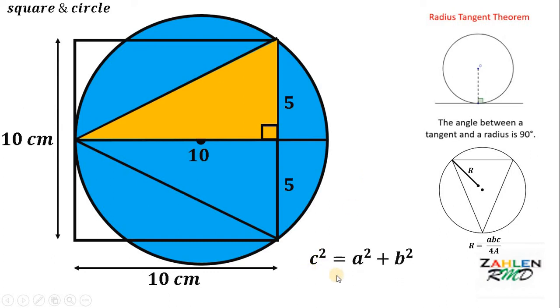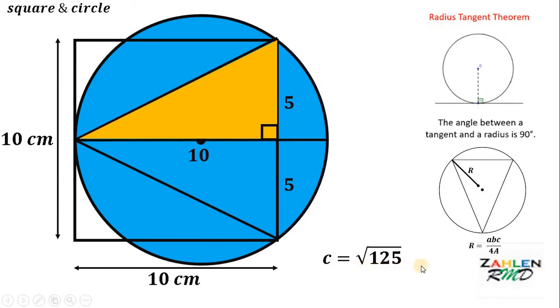So we have c squared equals a squared plus b squared. Now, a is represented by 5 and b must be 10. So we have 5 squared plus 10 squared. Now, 5 squared will give us 25. 10 squared will give us 100. Now, simplify. 5 squared plus 10 squared will give us 125. Now, take the square root of both sides to find c. We have c equals square root of 125.